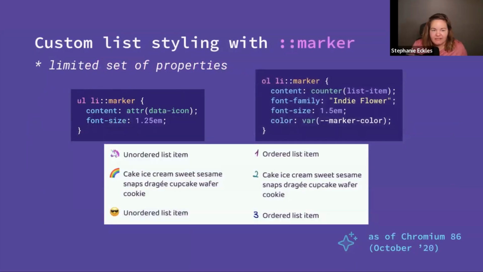Styling list markers is also now super easy. So we're talking about the bullets of an unordered list or the numbers in an ordered list. And this is now possible with the ::marker pseudo-element. This selector has access to a limited set of properties, but one that solves a long-standing weird issue is being able to change the color property. So we finally can have the marker be a different color than the list item text.